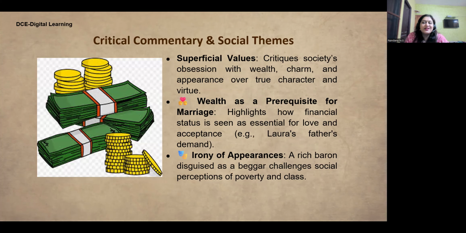Wealth is a prerequisite for marriage. Even now, this seems to be a prerequisite. It highlights how financial status is seen as essential for love and acceptance. For example, Laura's father's demand, and the irony of appearances: a rich baron disguised as a beggar. It challenges social perceptions of poverty and class. We shall see all of this through the course of the story in detail.